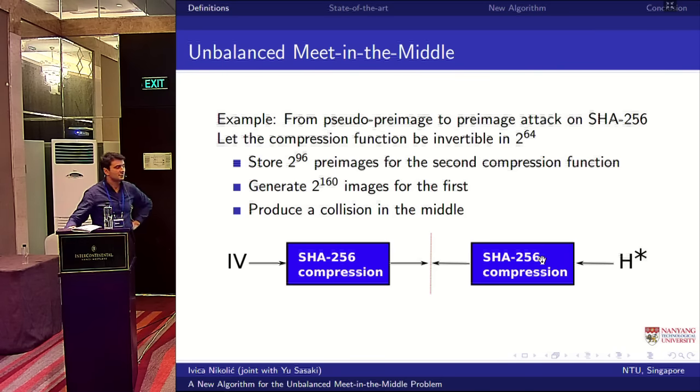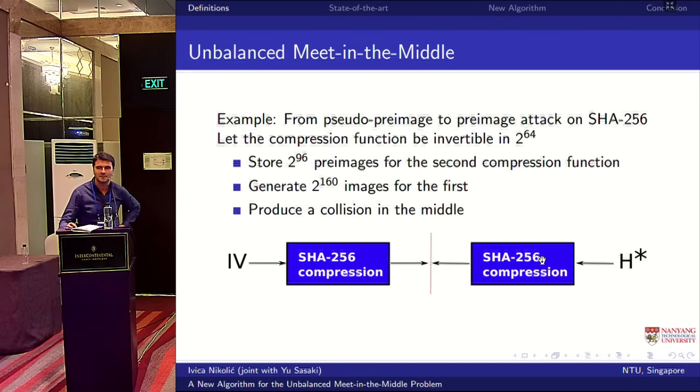Well, of course, use the well-known meet-in-the-middle attack. So basically, you are using 2 compression function calls. This is your IV. This is the target hash that you want to find a pre-image for. First, you create a set of 2^96 pre-images using the pseudo pre-image attack. You store this set in a hash table. And then from the IV, you shoot with 2^160 images for the first compression function. Because the middle space is only 256 bits wide, you can hope to find, on average, 1 collision. So this is the typical meet-in-the-middle attack.